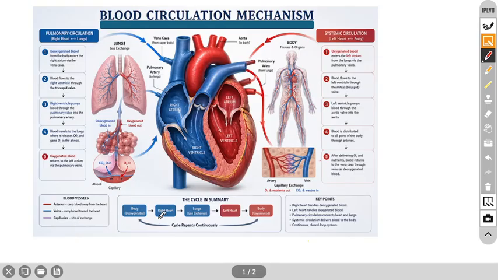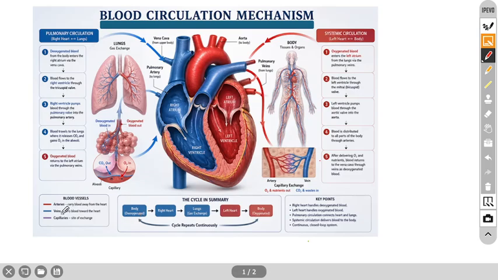Then the summary of this cycle: the body has deoxygenated blood, which is carried to the right heart, the atrium and the ventricle. Then the lungs do gas exchange and the left heart carries the oxygenated blood through the body. Then this cycle is repeated.